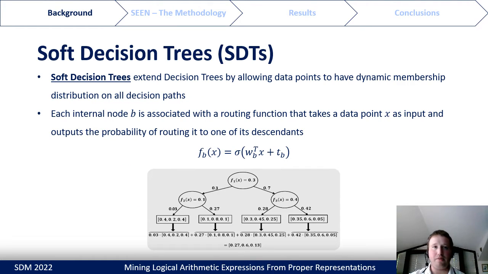Let me also introduce a concept that I use in this work. Soft decision trees are a type of decision trees that allow data points to have dynamic membership distributions on all decision paths. Instead of hard decision functions, each internal node is associated with a multivariate decision function that routes a data point to its descendants with some probability.